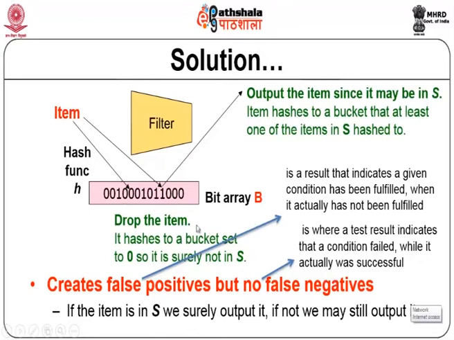So, here in this methodology, when the hash function gives an output, sometimes it must be given as 1, but your algorithm may result in a value 0. Therefore, that element may be ignored, but this scenario will not occur as per this methodology. So, that is the meaning of it creates false positives, but no false negatives. That is, if the item is in S, we surely give this as an output. If not, we may still output the given element S.